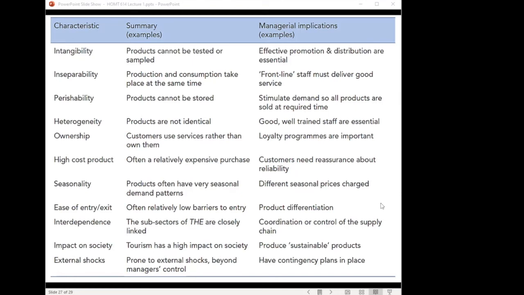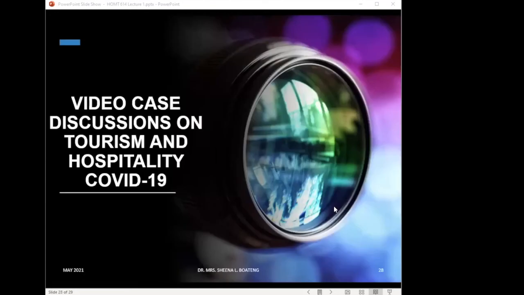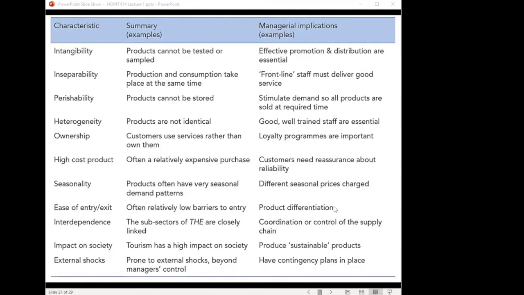So this, in a nutshell, summarizes our discussion on the characteristics of services in the hospitality and tourism industry. Does anyone have any question or any contribution they would like to make before we proceed? Okay, then I presume everyone is okay.